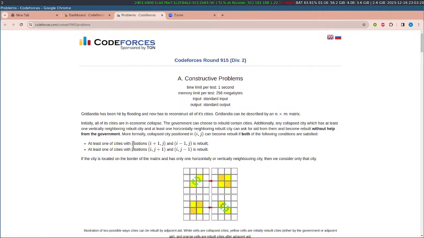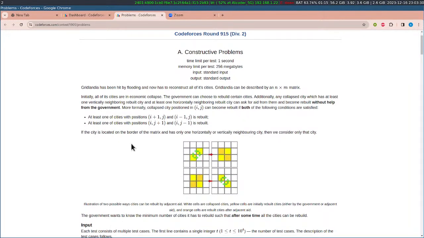At least one of the cities at positions (i+1, j) and (i-1, j) is rebuilt. At least one of the cities at positions (i, j+1) and (i, j-1) is rebuilt. If the city is located on the border of the matrix and has only one horizontal or vertical neighboring city, then we only consider that city. An illustration is also shown here.